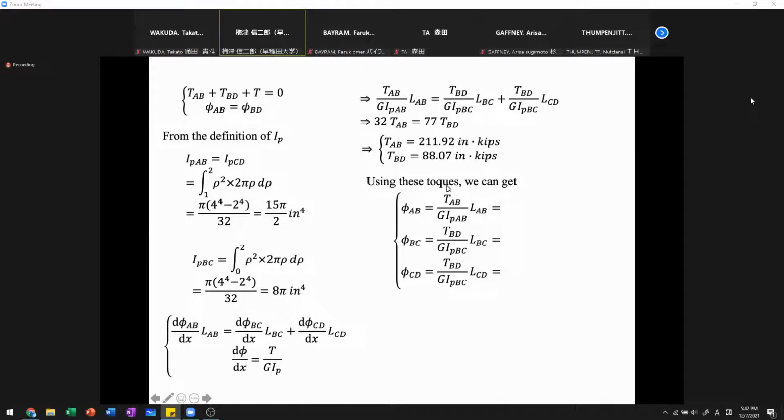For this one, TBD is known, L is also known, G is given, and I is calculated here. And then you can calculate φAB, φBC, and φCD respectively. So finally, I will give you 5 minutes for this estimation, and additionally please solve B.